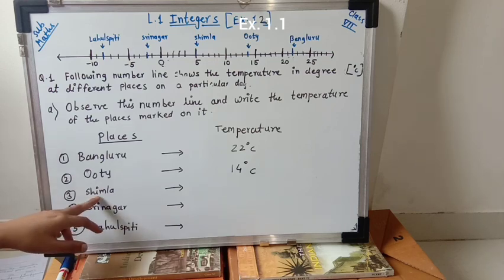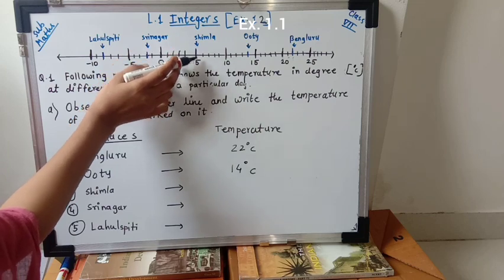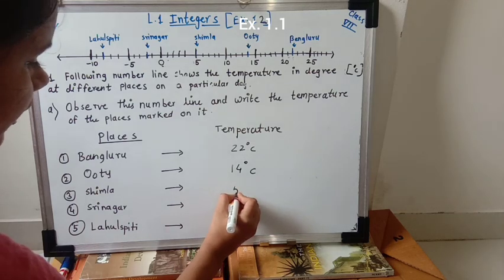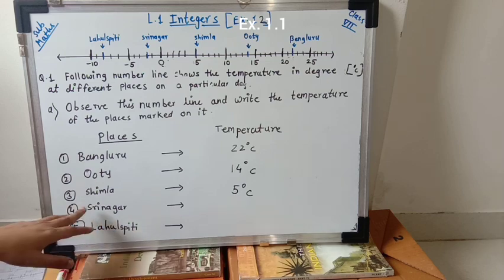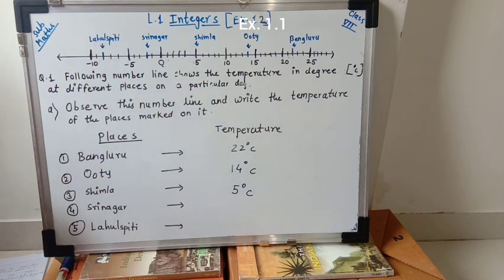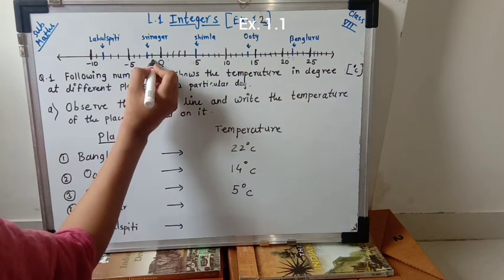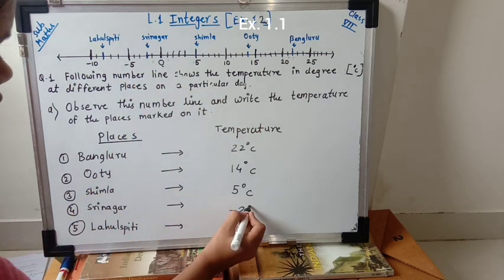Now let's see the third place. The third place is Shimla, and you can see the arrow is exactly above the 5. So the temperature of Shimla is 5 degrees Celsius. Let's see Srinagar now. The temperatures of Srinagar and Lahul Spiti are on the left side of 0, so both places have negative temperatures. After 0, if you count 2 lines, 1, 2, the temperature of Srinagar is minus 2 degrees.